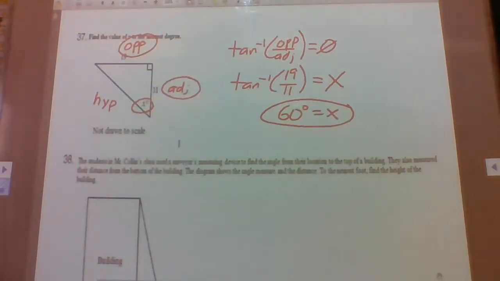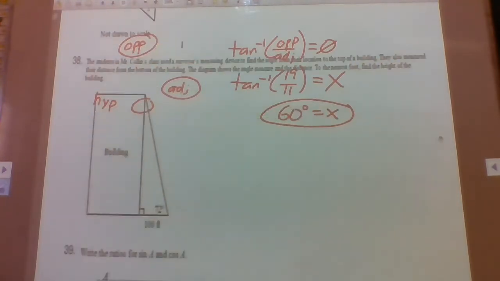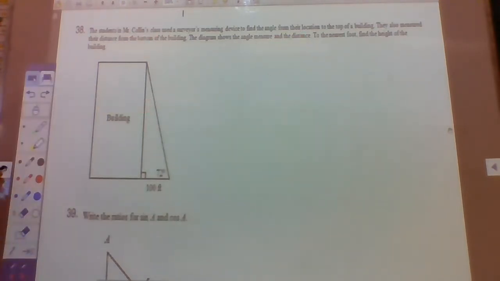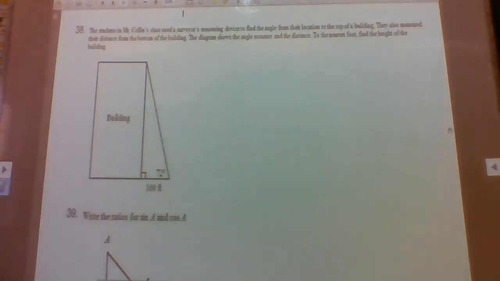38. The students in Mr. Collins' class used a surveyor's measuring device to find the angle from their location to the top of a building. They also measured their distance from the bottom of the building. The diagram shows the angle measure and the distance to the nearest foot. We want to find the height of the building.